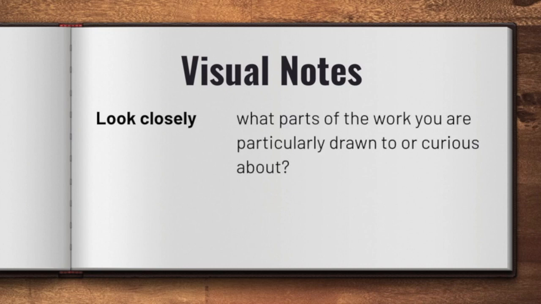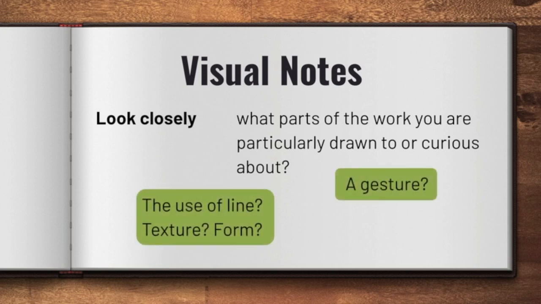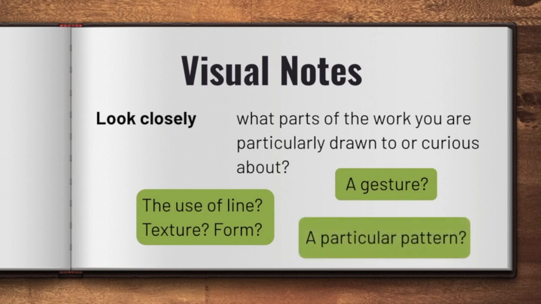Next, you're going to take visual notes. So for each artwork, I want you to look really closely and notice everything possible about the work. In particular, find what parts of the work you are particularly drawn to or curious about. Why do you like it? It's important to note that the artworks you choose should be ones you like. So what do you like about it? Is it a gesture? Is it the use of line, of texture, of form? Is it a pattern? Is it something else? We all have different reasons of why we like something.